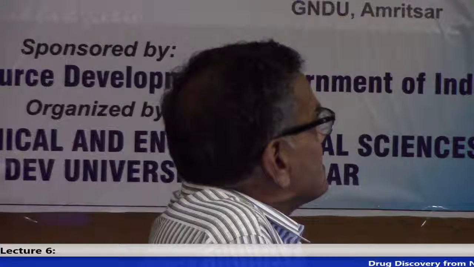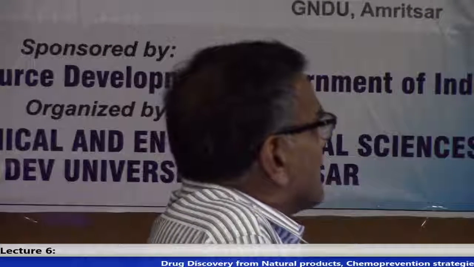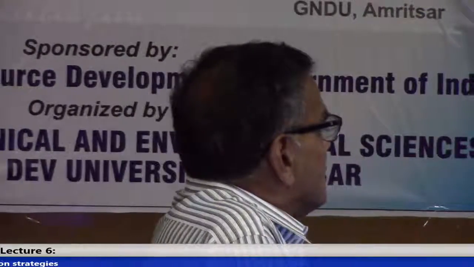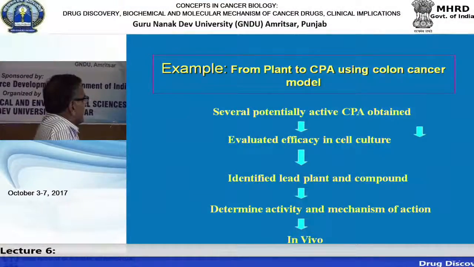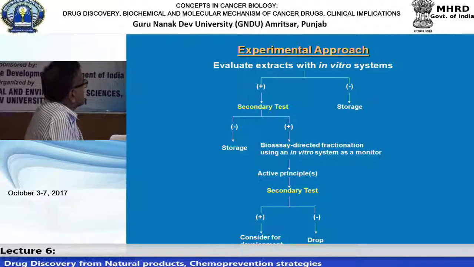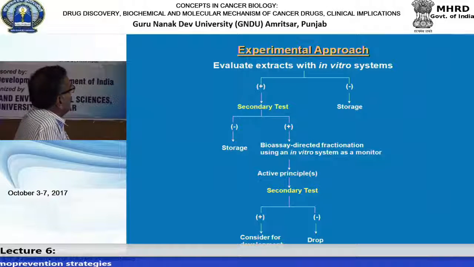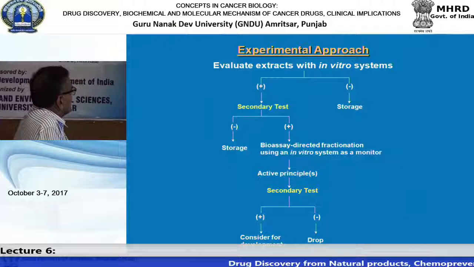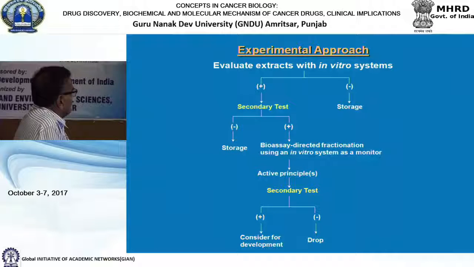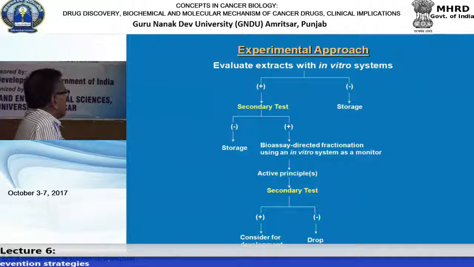So what happens is, for example, several potentially active chemopreventive agents are obtained in cell culture, you identify a lead compound, you determine activity, mechanism of action, you go in vivo, and this is the protocol that I explained. You have the primary test, you have a secondary test. If it's negative, you store it; you go forward if it is positive, you have an active principle, you do the secondary test. Secondary test is MMOC or ACF. If it's negative, you drop it. If it's positive, you consider it for development.